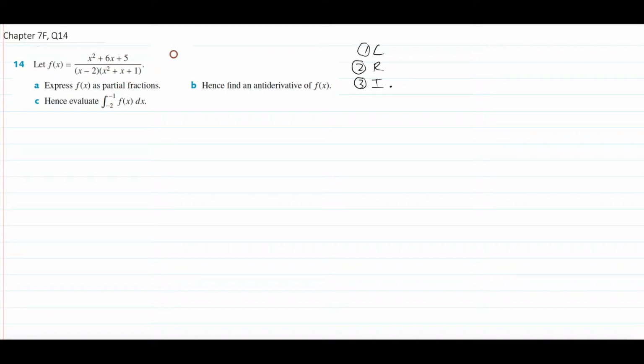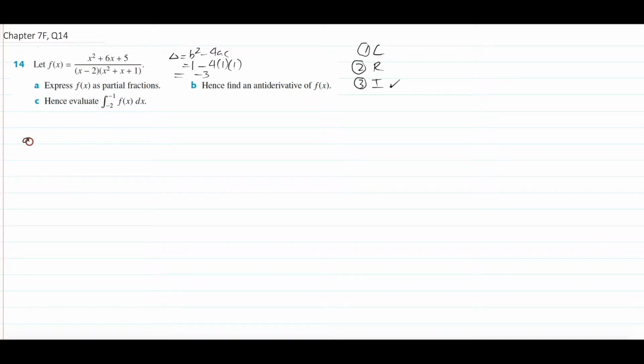X squared plus x plus 1, if you were to find the discriminant, b squared minus 4ac, b squared in this case is 1, minus 4 times 1, a is 1, c is also 1. So 1 minus 4 is minus 3. If you have a negative discriminant, that means you cannot turn this into linear factors. You can't reduce it. You can't really factorize it anymore. So in that case, irreducible factor, that's what we have, okay? So number 3, that's how we should apply the partial fraction.